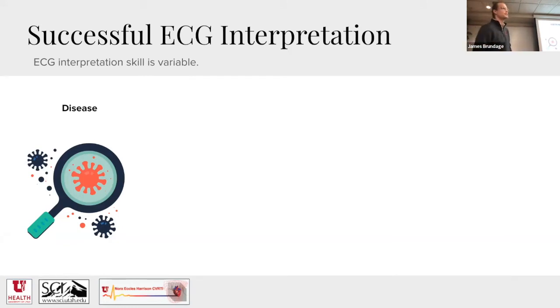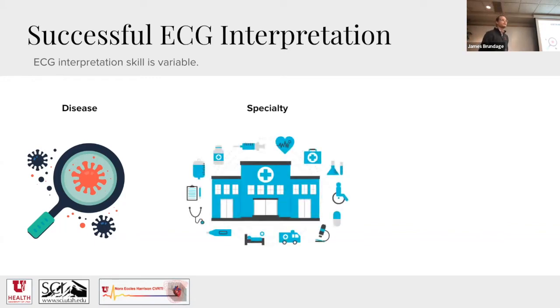So the ECG has different sensitivities and specificities for lots of different conditions, and they tend to be highly variable. The one I always like to talk about is ischemia detection, which is thought of as being a relatively easy task in the ECG, but the sensitivity is around 50 to 70%, and the specificity between 70 and 90%. So there's this broad variability in the ability to do this, and that changes by different disease. You can also imagine that it changes by different specialty.